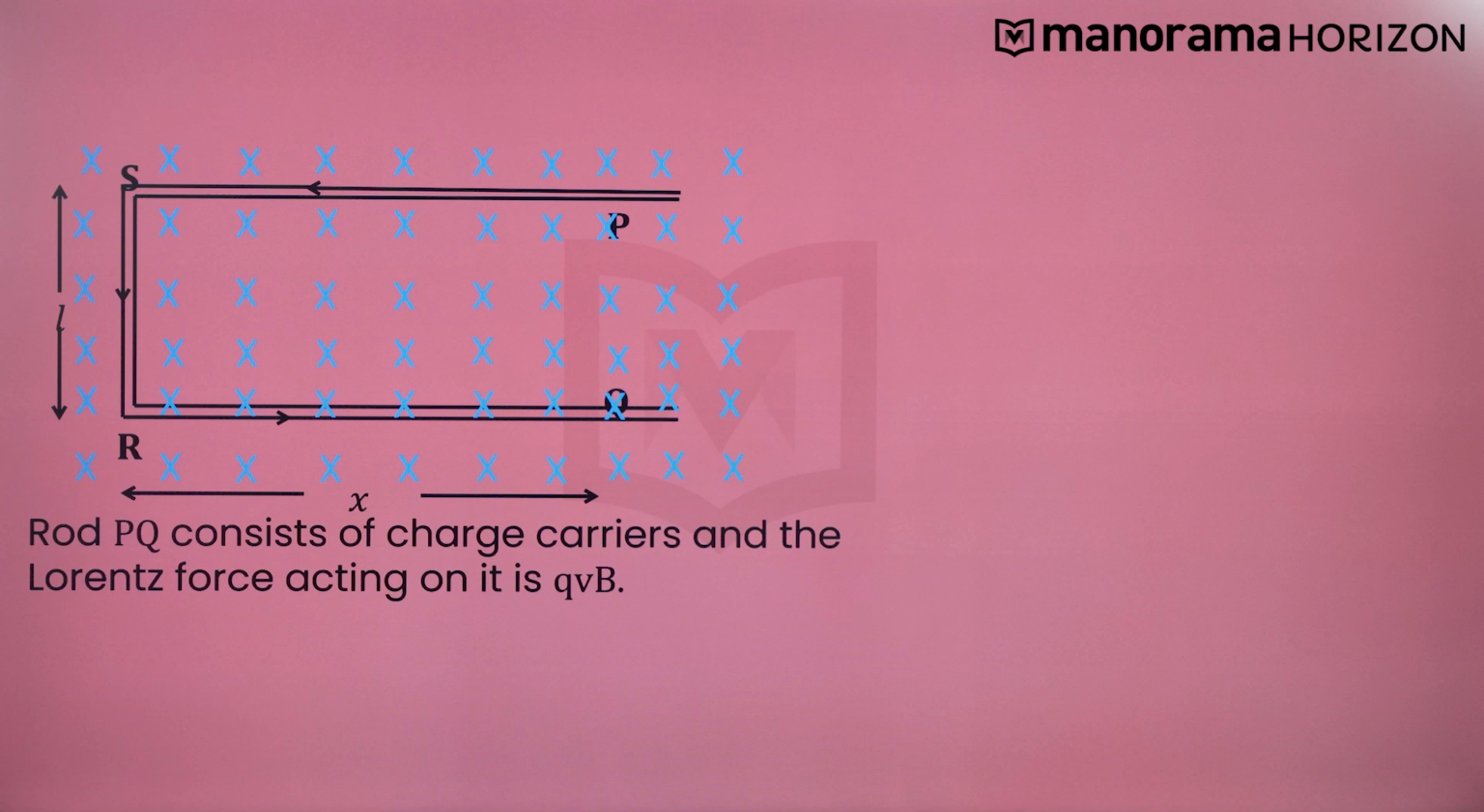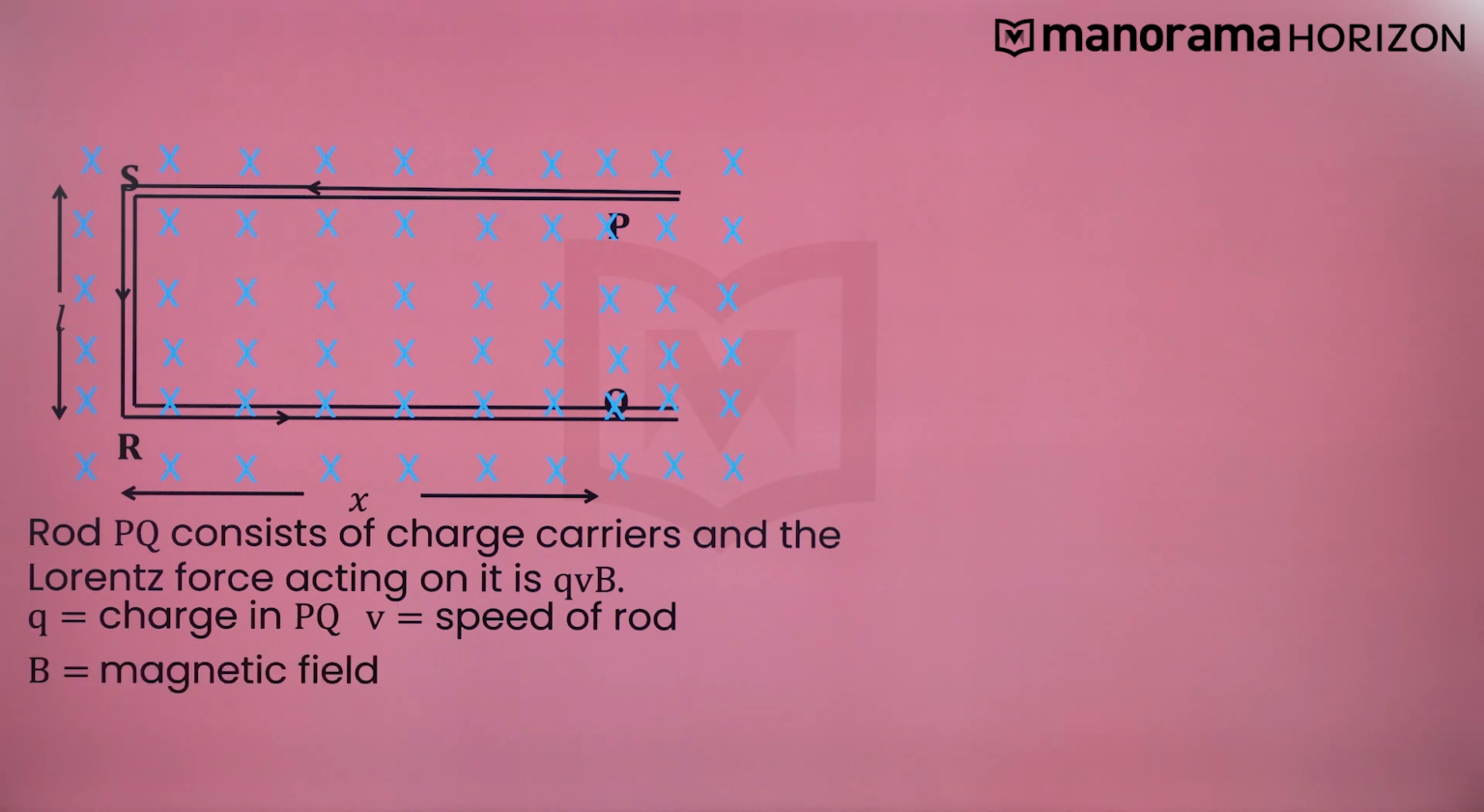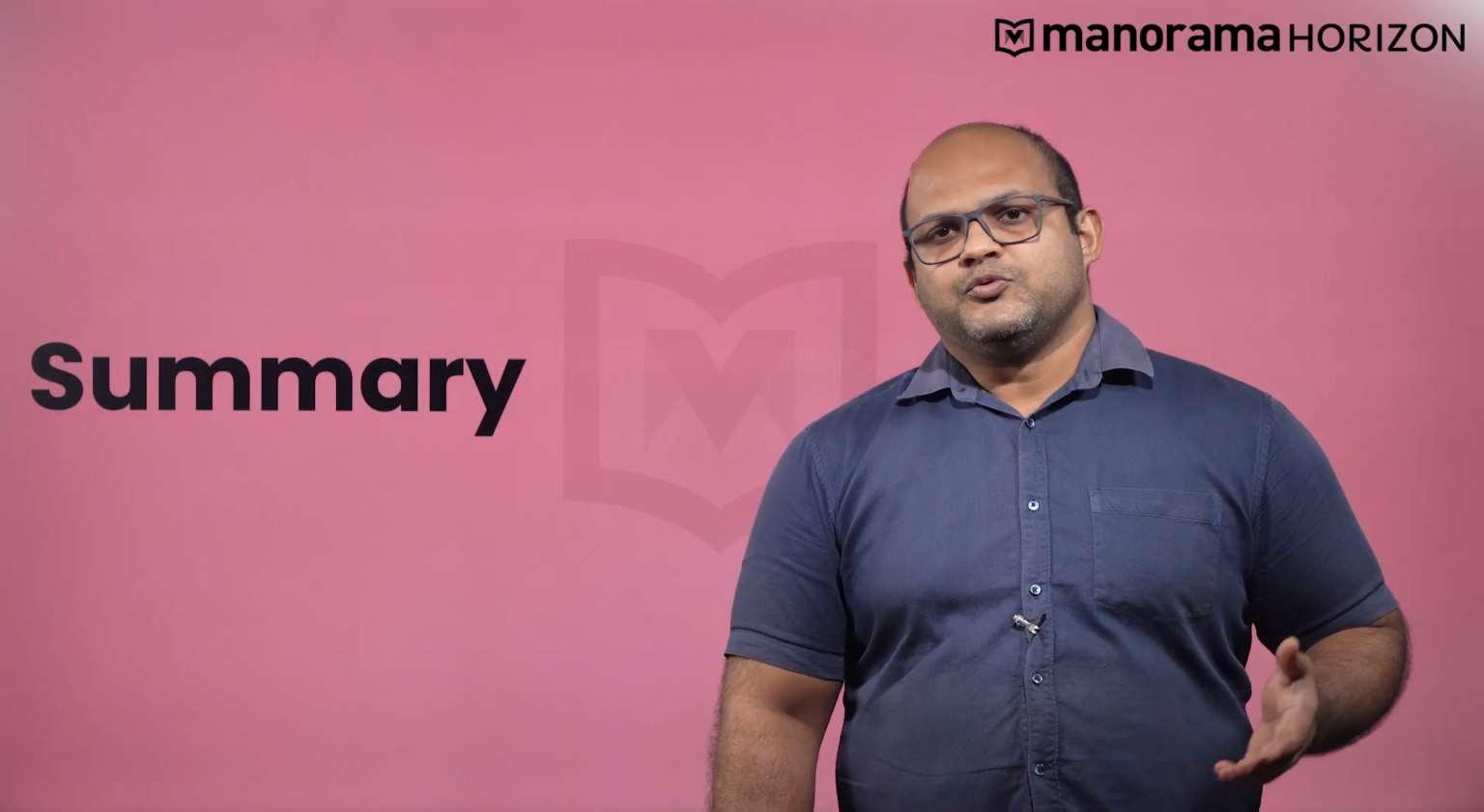So here we see that in this loop, the rod PQ consists of charge carriers and a Lorentz force is acting on it, which is equal to QVB, since the rod is composed of conducting materials. Q is the charge in the section PQ, while V is the speed of the rod and B is the magnetic field. So based on the Lorentz force equation, we have W is equal to Q times V times B times L, where E is equal to W by Q, that is the EMF. So let's summarize what we have done so far.